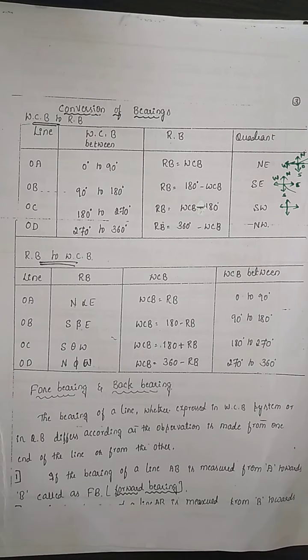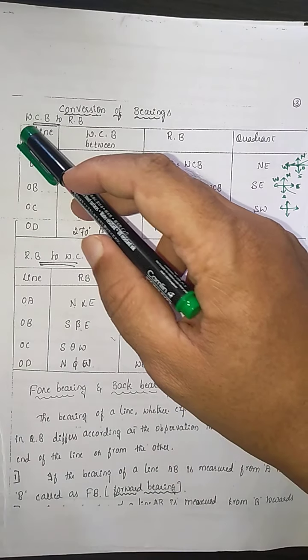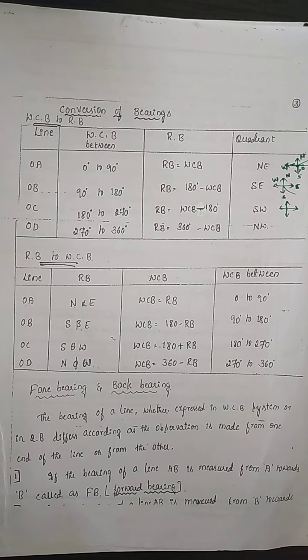Now, in this particular class, we will be solving some problems on the conversion of the whole circle bearing to reduced bearing, and from reduced bearing to the whole circle bearing. They will give you the whole circle bearings, that means the angle will be between 0 to 360 degrees, right? So from that 0 to 360 degrees, it might be anywhere in the first quadrant, second quadrant, third quadrant, or fourth quadrant. In order to convert that whole circle bearing to reduced bearing, how you need to convert it, that we are going to solve.